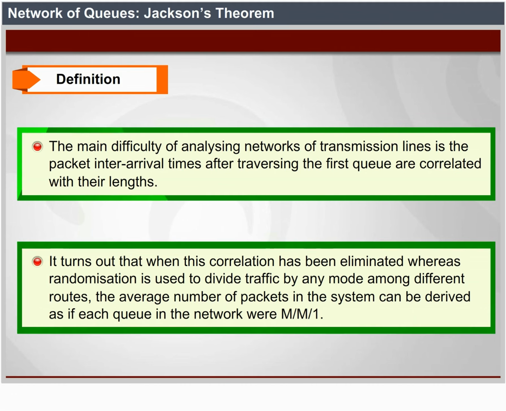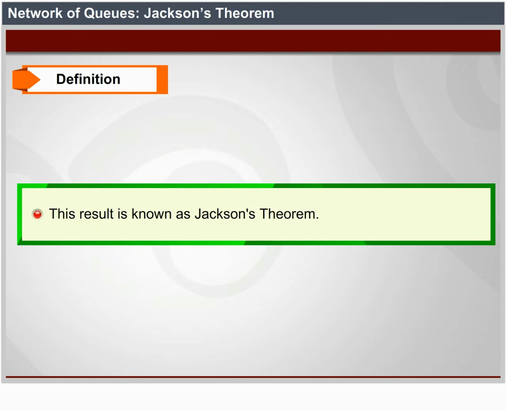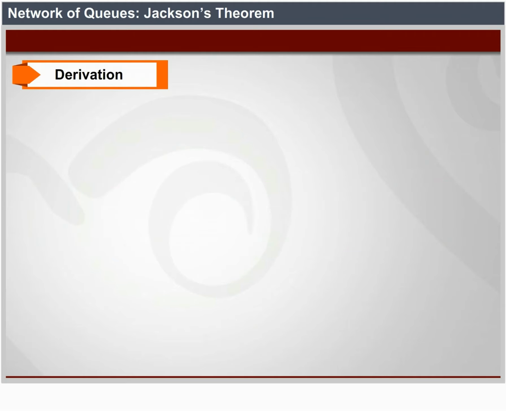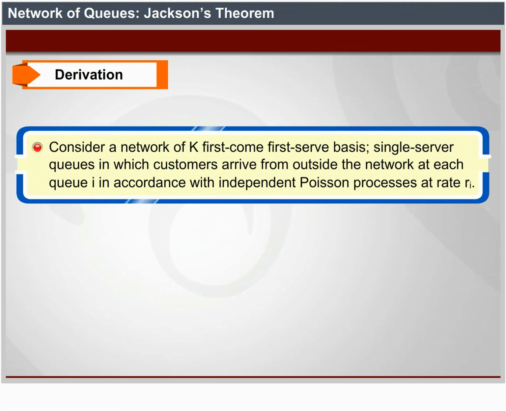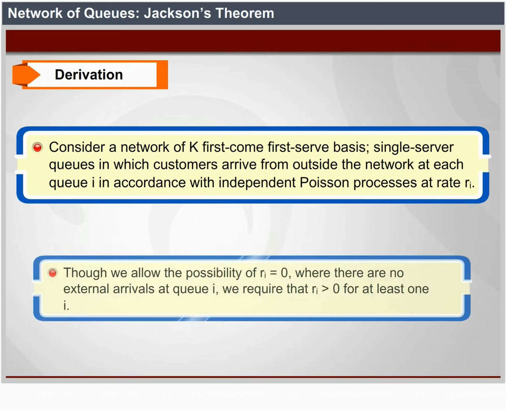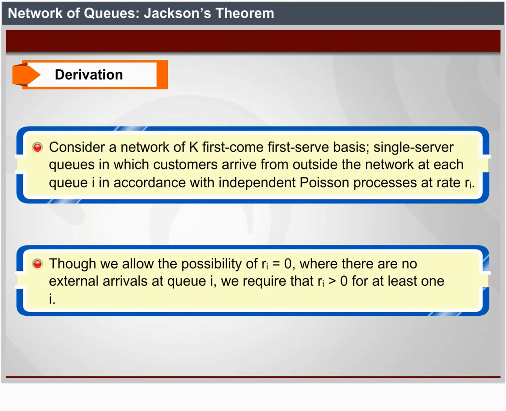This result is known as Jackson's theorem. Derivation. Consider a network of k first come first serve single server queues in which customers arrive from outside the network at each queue i in accordance with independent Poisson processes at rate r_i. We allow the possibility that r_i is equal to 0, in which case there are no external arrivals at Q_i, but we require that r_i greater than 0 for at least one i.